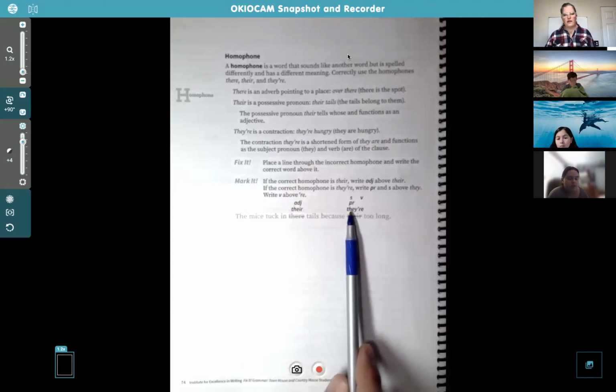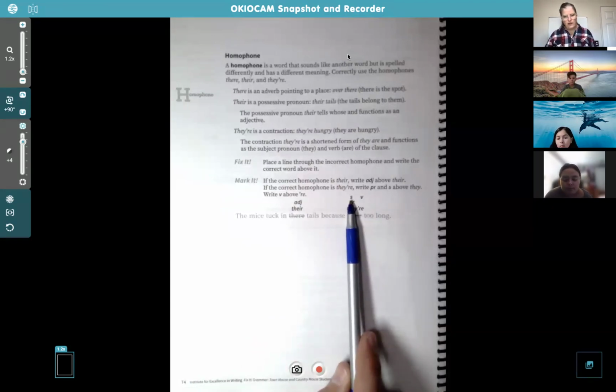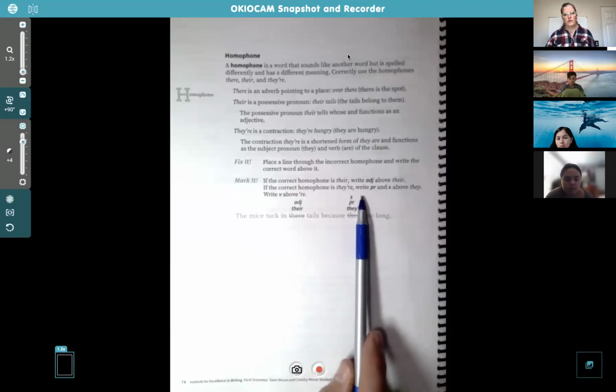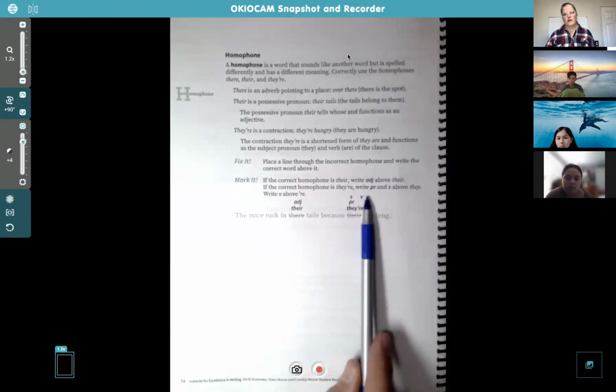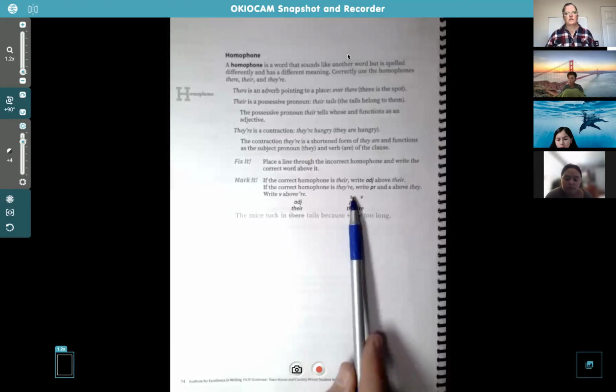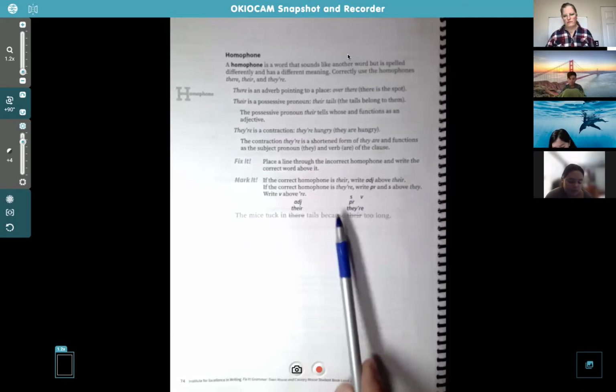But this contraction is doing a bunch of stuff. It's a pronoun, they. It's also the subject. And then the RE is the verb. So we've got a bunch of stuff going on there. We've got a pronoun, subject, and verb all in one word.